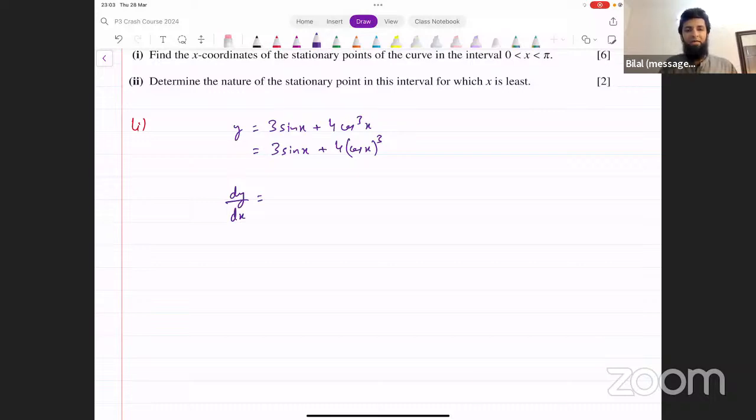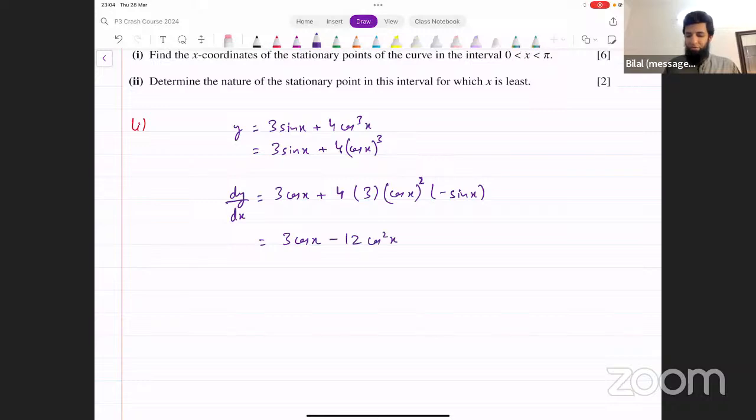The derivative of sine is cos, so that becomes 3 into cos x. What about this? This is the power function now. 4 outside remains as it is. Multiply by the power, subtract 1 from the power, multiply by the derivative of the base of the power. This is the base, cos x. What's the derivative of cos? The derivative of cos is minus sine. So we multiply by that. Let's simplify this, and that's going to give us 3 cos x minus 12 cos square x into sine x.